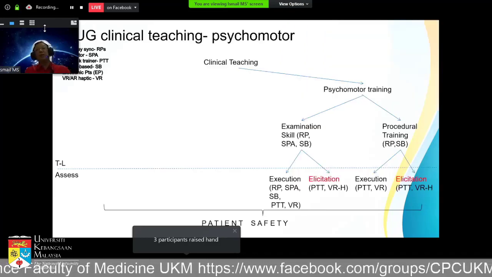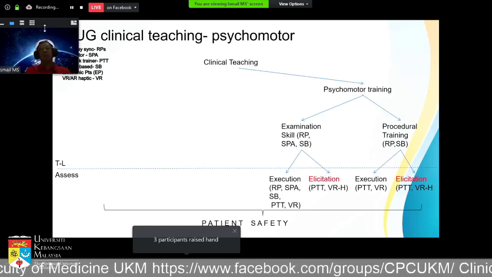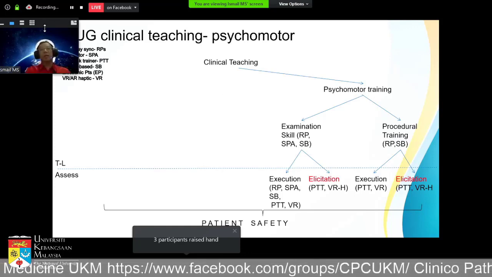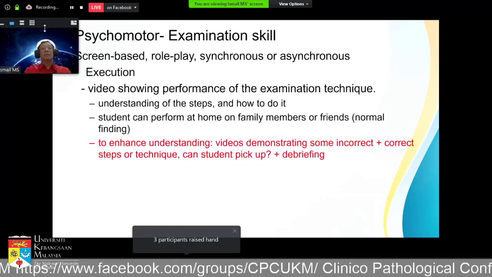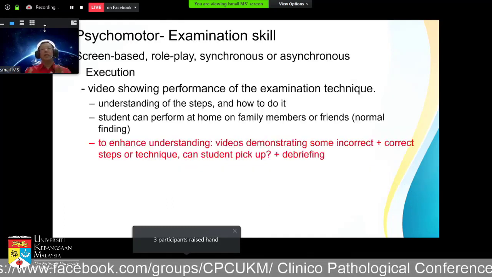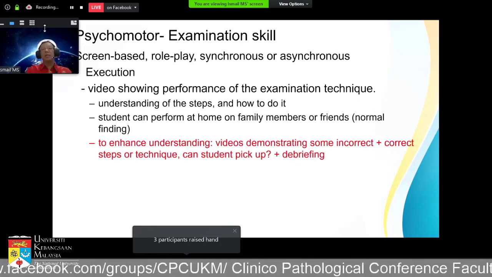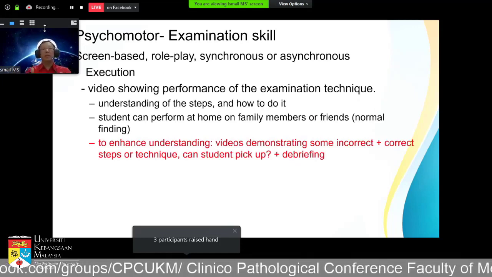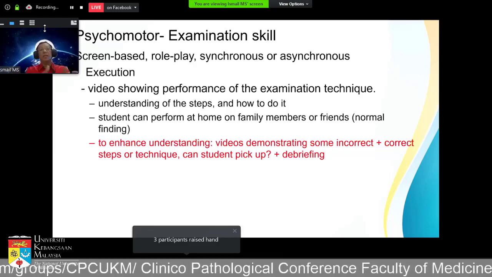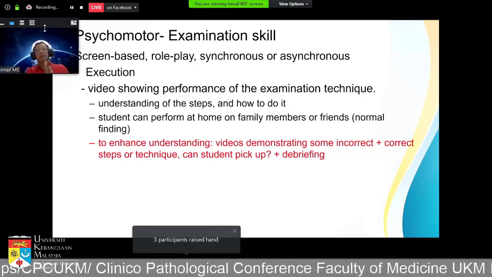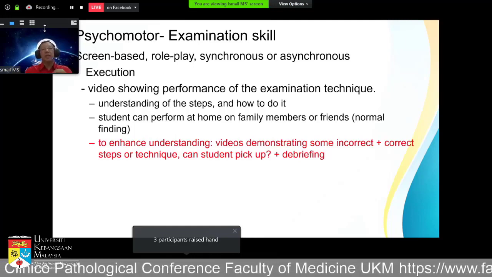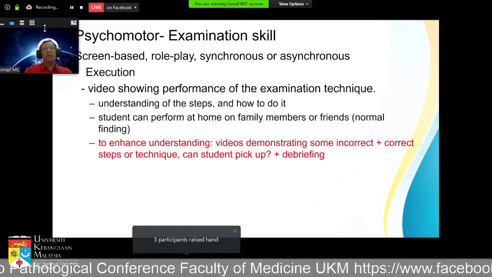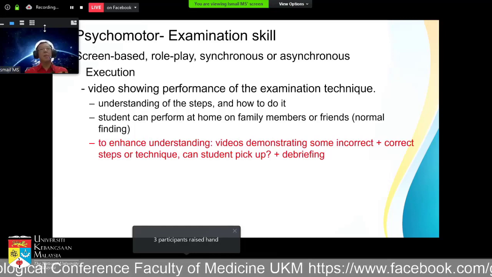Now let's look at this one. This is the challenging part. How do we teach psychomotor, and how do we assess psychomotor? In terms of psychomotor, again, I divided into two: one is examination skills, and the other one is procedural skills. In terms of examination skills, we can use a screen-based, role play, plus either synchronous or asynchronous. So in terms of execution, to see whether we can teach the student how to do a certain examination, I think that's quite easy.